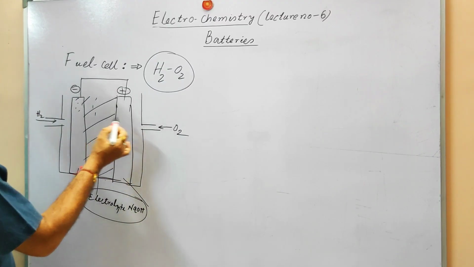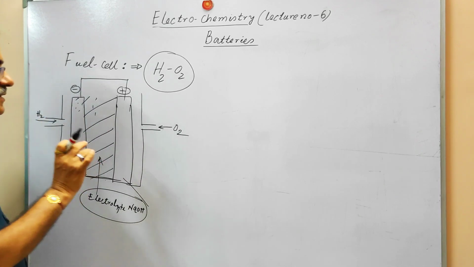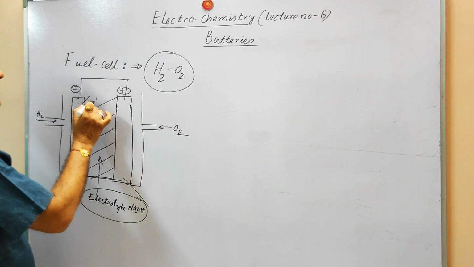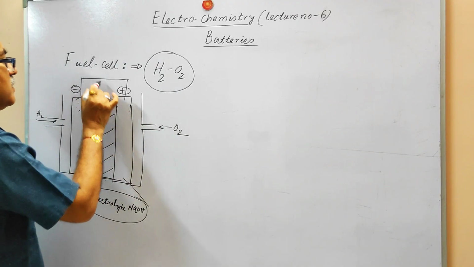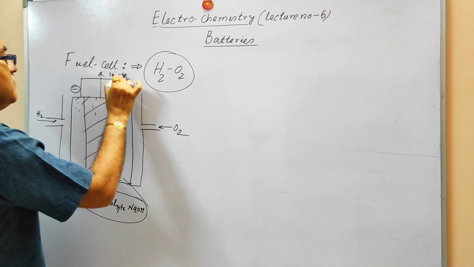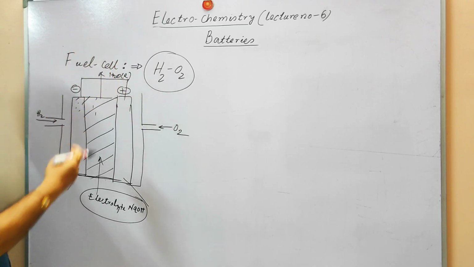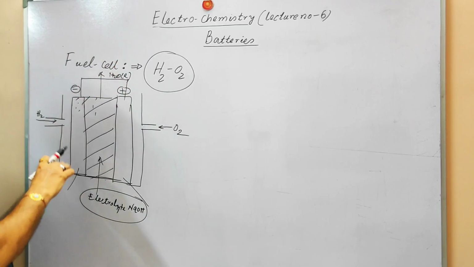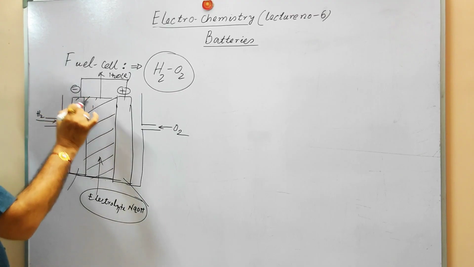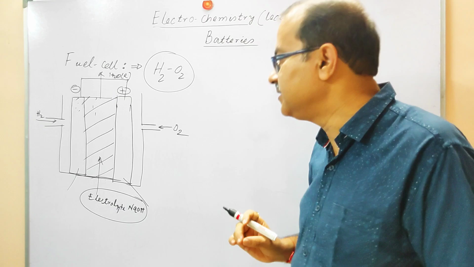Here continuously the oxygen and hydrogen are flowed, and a reaction is going on here, and in this reaction there is a production of H2O, and this H2O steam is taken out from this cell, and you will find there is a production of electricity. Here it is the anode and here is the cathode. This is the H2-O2 fuel cell, that you can understand.